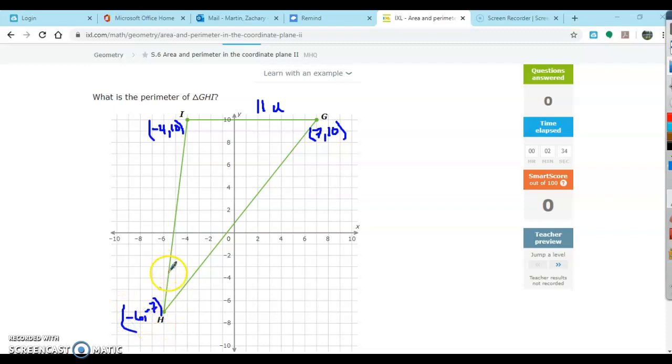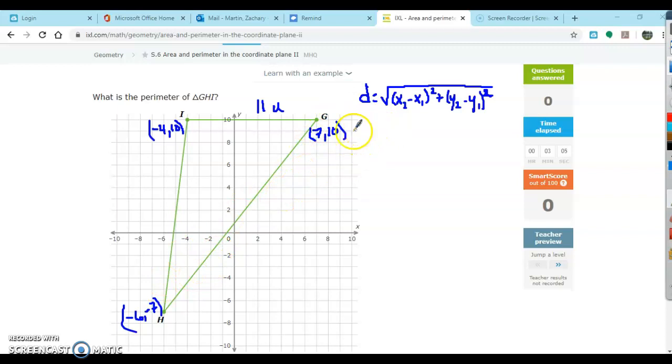To get the distance between each of these, I'm going to need to use my distance formula, which, if you haven't watched the previous video, S5, is the square root of x2 minus x1 squared plus y2 minus y1 squared. So I need to find the distance from H to I, or I to H, and then I also need to find the distance from G to H.